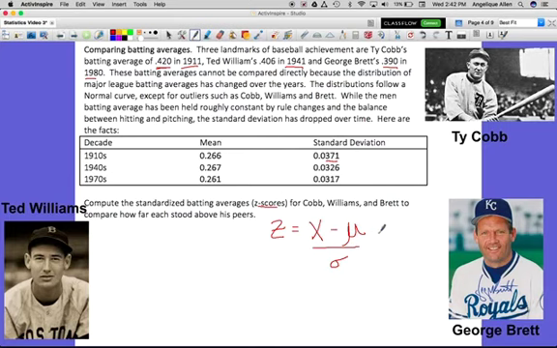Okay, so let's do this for Ty Cobb. His batting average was given as .420. And the mean batting average in 1911 would have been .266 for his teammates and the rest of the people in the league. And then the standard deviation, the average amount that somebody fell away from the mean, was .0371. So this is the data point for this person minus the mean, and that tells you how far away from the mean his average was. It was way far away.